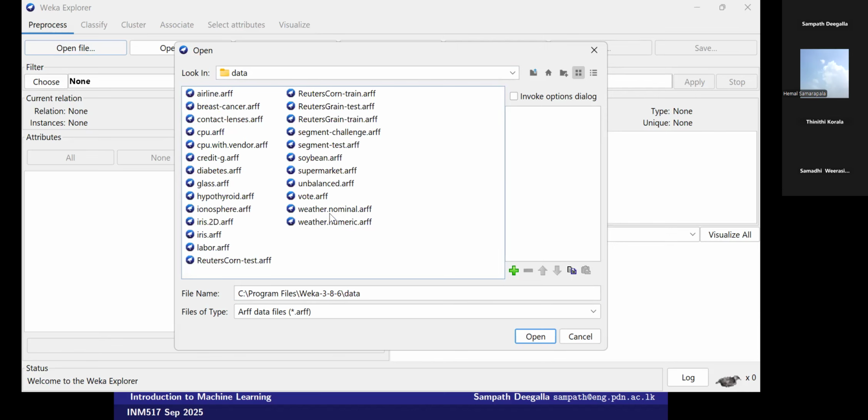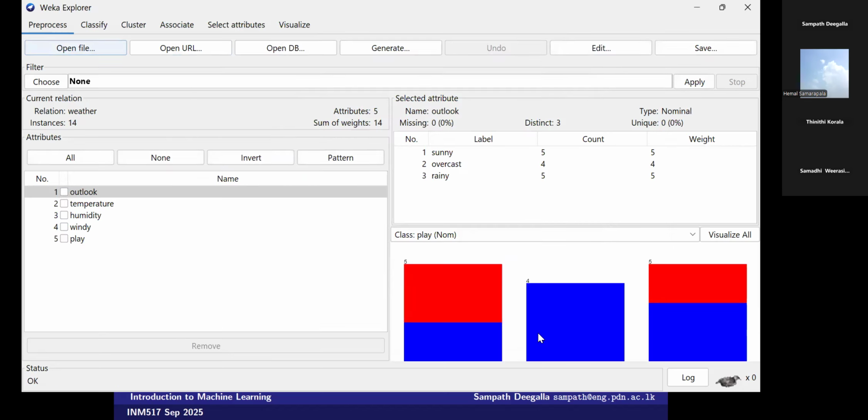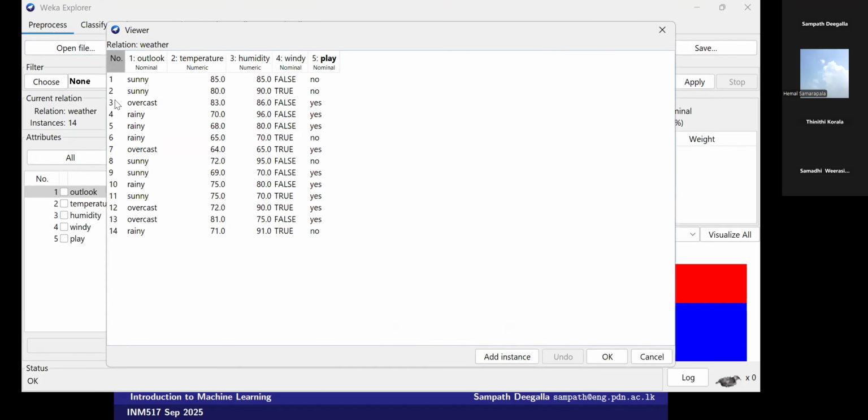Okay, observe that there are 2 data sets: weather nominal, which is all categorical values, but this is the data set that we have observed today with mixed data. It's called weather numeric. So let me click open. Okay, you can observe the attributes. Let me show you the data set. I'm going to click edit. And you can observe that temperature and humidity attributes are given as numeric attributes.